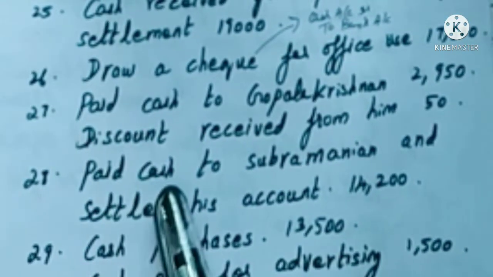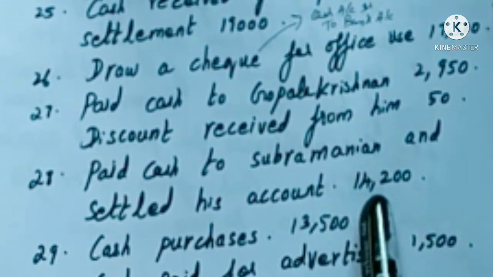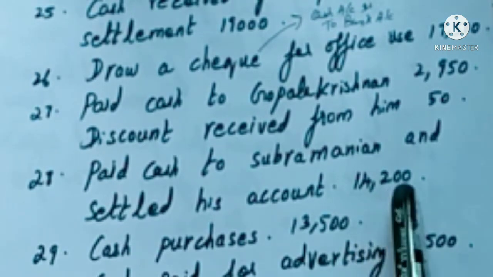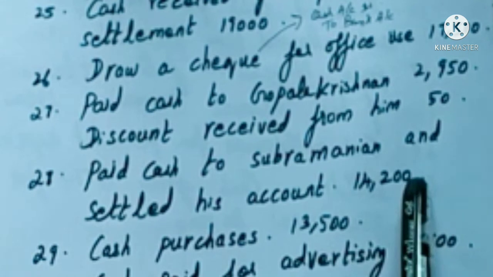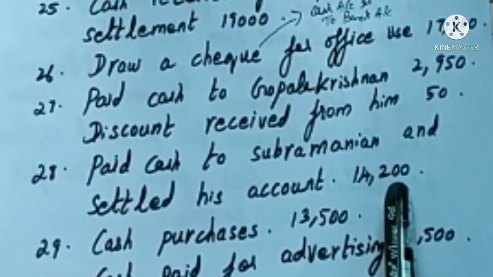Here we are going to pay cash to Subramanian of rupees 14,200. Remember, we have purchased goods from Subramanian on credit on 16th October 2017 for rupees 14,300. So we have purchased for rupees 14,300, but we are paying only 14,200 rupees. That means what? It is discount received, isn't it? 100 rupees is discount received.